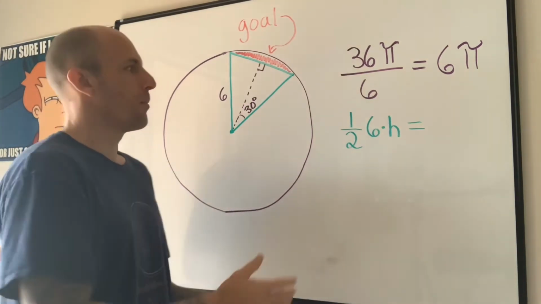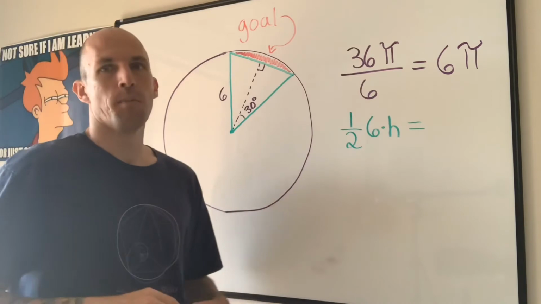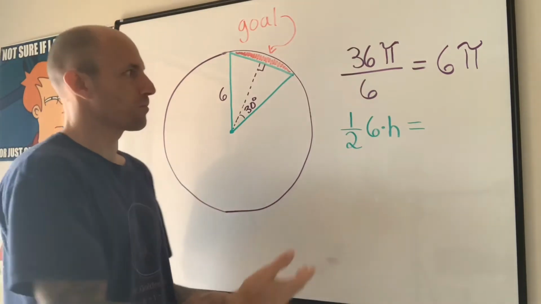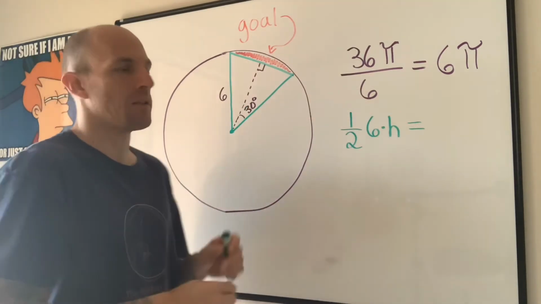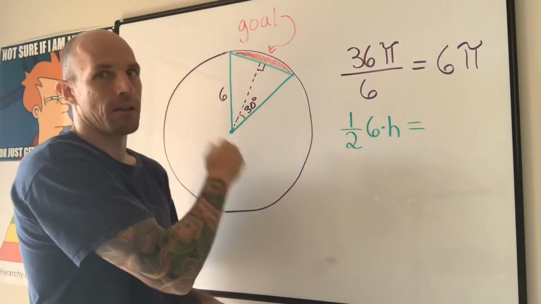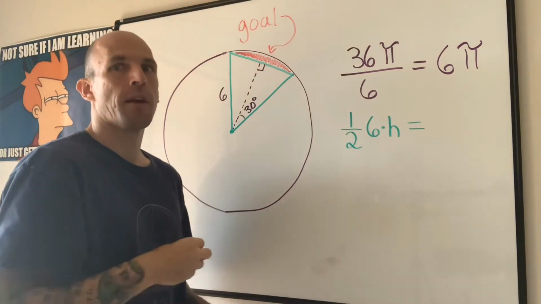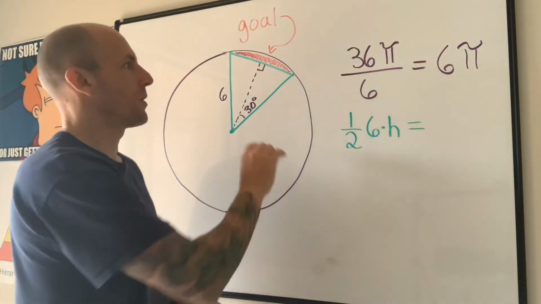We'll find it by dropping an altitude down from the center of the circle to the middle of the base of the triangle. That gives us a 90-degree angle. It splits our 60-degree angle into a 30-degree angle. So that's a 30, 60, 90 triangle that we just created. And we can use that relationship to find the height.